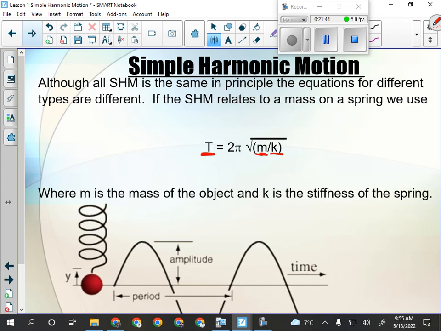Okay, for a mass on a spring, what do you suppose affects how long it takes a mass on a spring to oscillate?